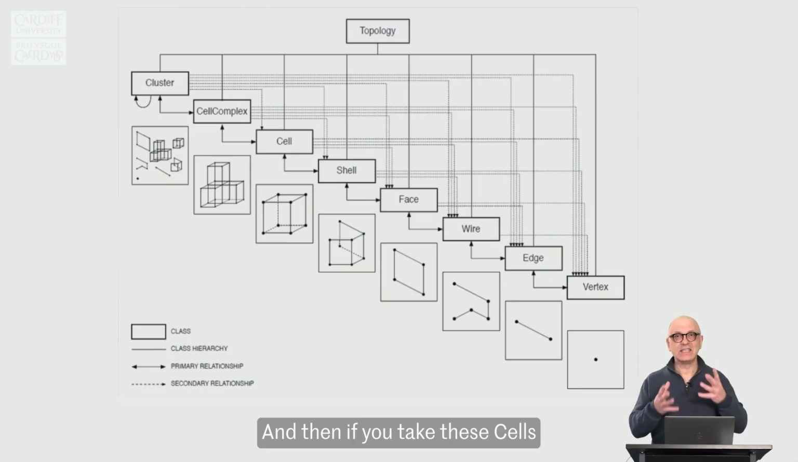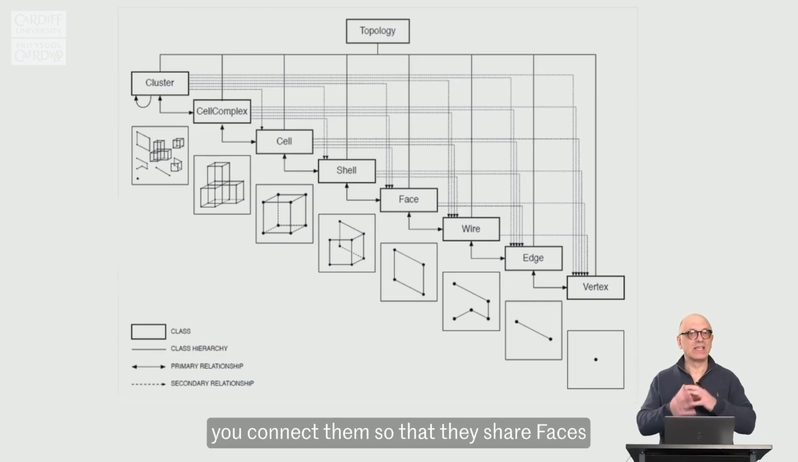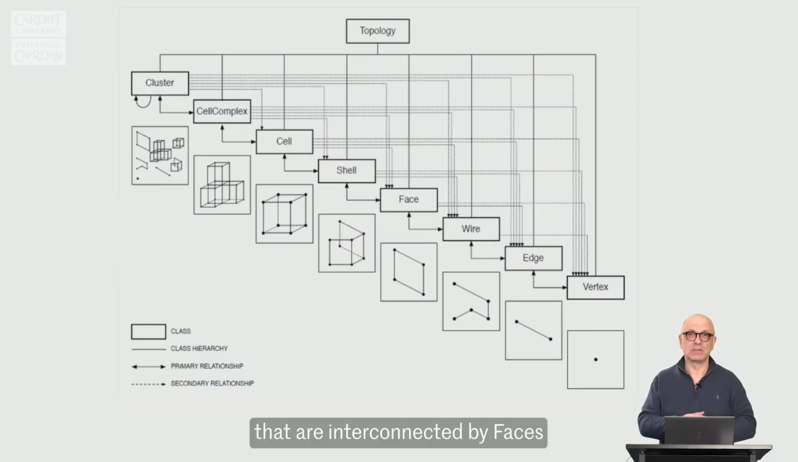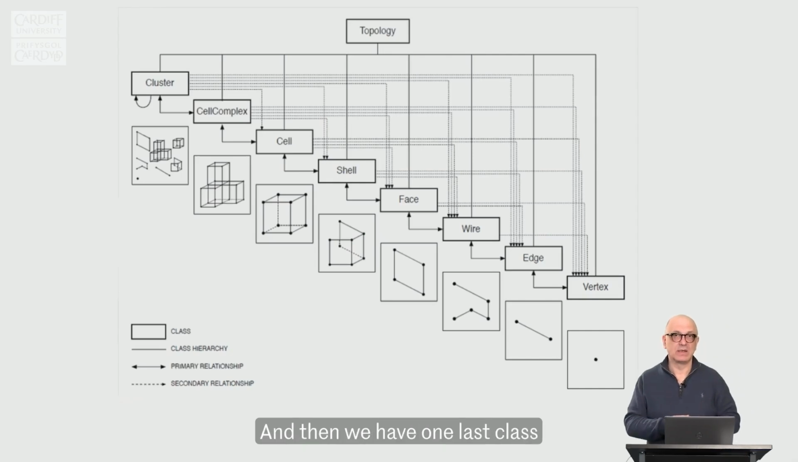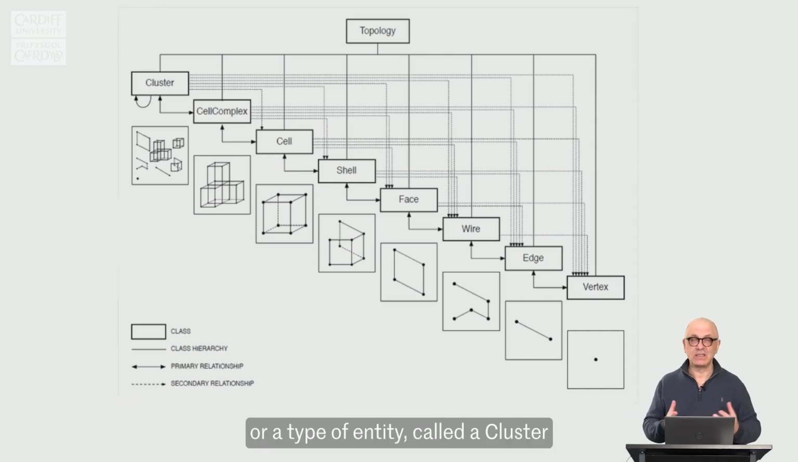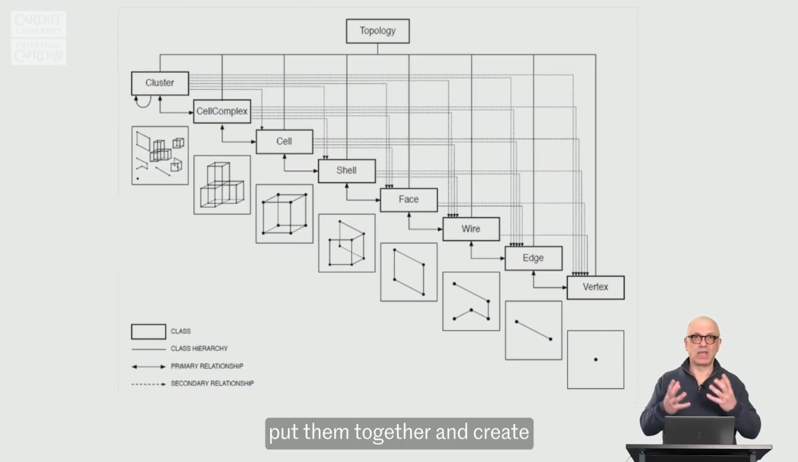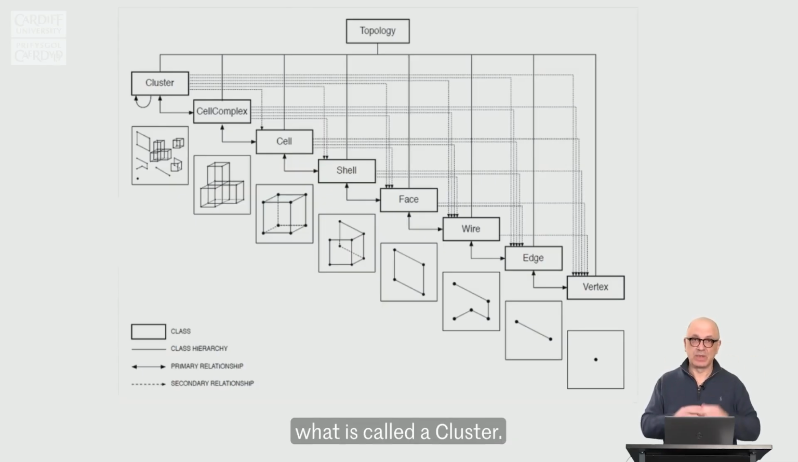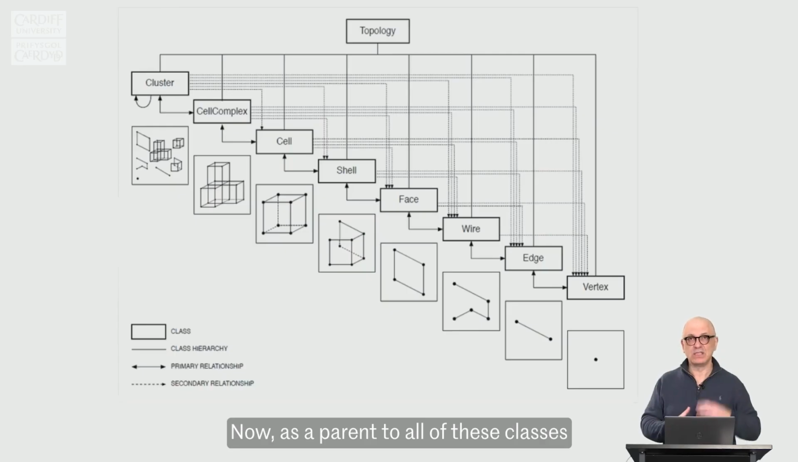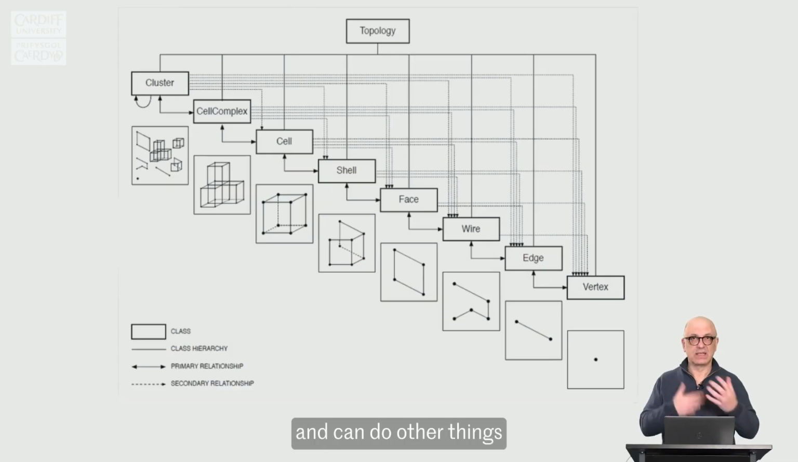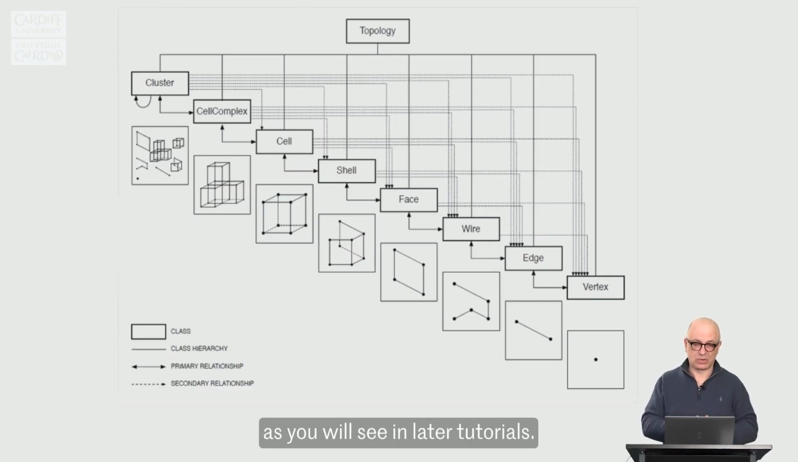And then if you take these cells and you aggregate them, you connect them so that they share faces. Think about soap bubbles, for example, a series of volumes that are interconnected by faces, you get what is called a cell complex. And then we have one last class or type of entity called a cluster, in which you can mix and match all of these other entities into one object. So you can mix a vertex with an edge, with a cell, put them together, and create what is called a cluster. Now, as a parent to all of these classes, we have a superclass called topology, and topology acts on all of these classes and can do other things, as you will see in later tutorials.